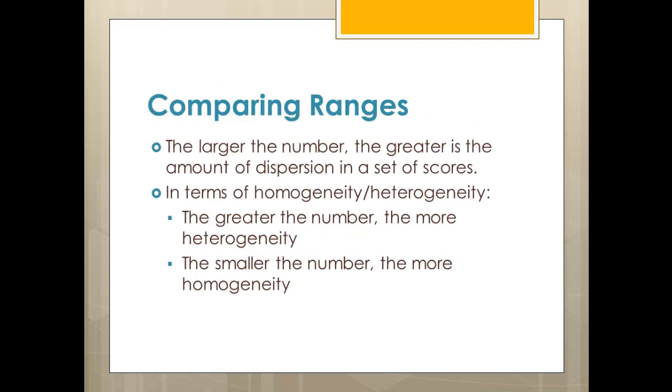In terms of calling this homogeneous data or heterogeneous data, it's all relative to what you're comparing it to. If you're comparing it to another group of similar data, then you can say it's more homogeneous or more heterogeneous. But just to say that this is heterogeneous or homogeneous based on the range, it's difficult to assess. You need a real comparison.